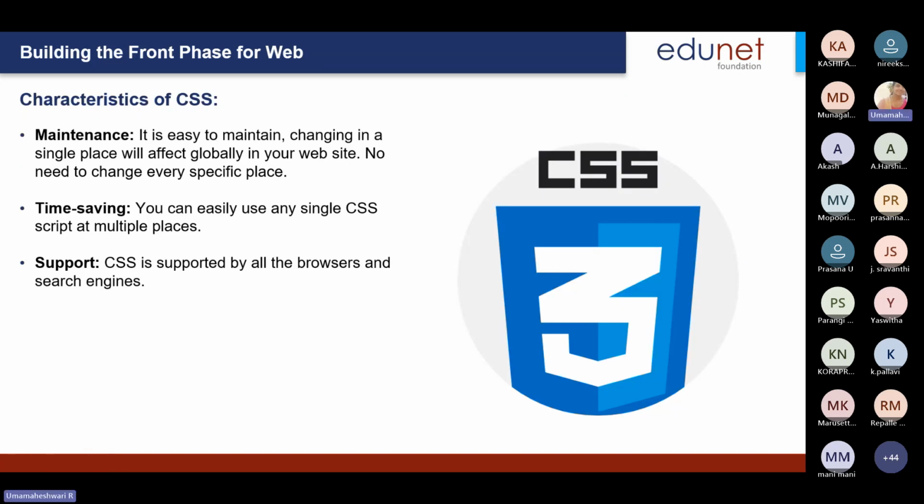And what are the characteristics of CSS? Maintenance, time saving, support. Maintenance means it is easy to maintain. Changing in a single place will affect your whole website globally, so no need to change every specific place. And time saving: we can easily use any single CSS script at multiple places, if you keep it in an external CSS file. And support: CSS is supported by all the browsers and search engines.